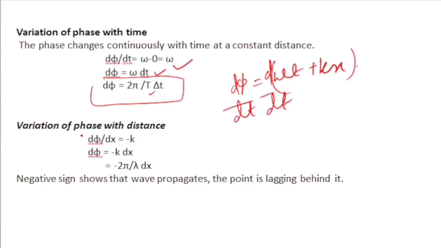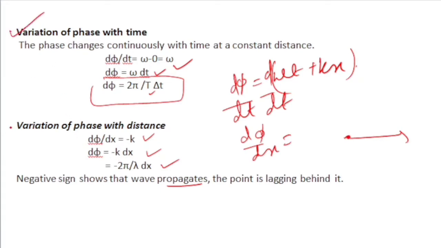How does phase vary with distance? You just differentiate this phi, d phi by dx. In the case of the positive x direction, you get minus k, and for the negative direction, plus k. So d phi equals minus k dx, or minus 2 pi by lambda dx. The negative sign shows that as the wave propagates, the particle lags behind it. So this is the variation of phase with time, and this is the variation of phase with distance.